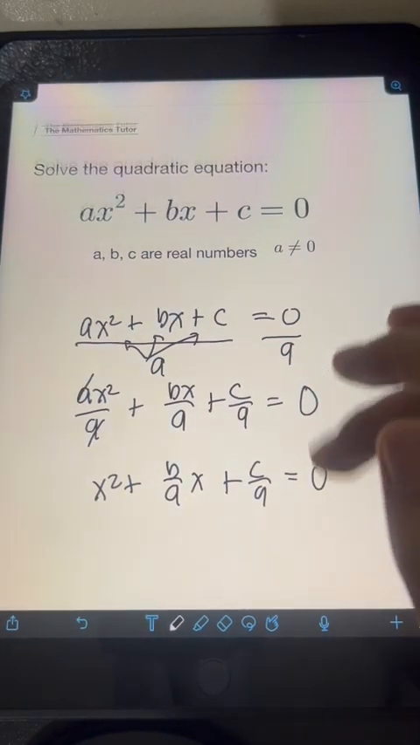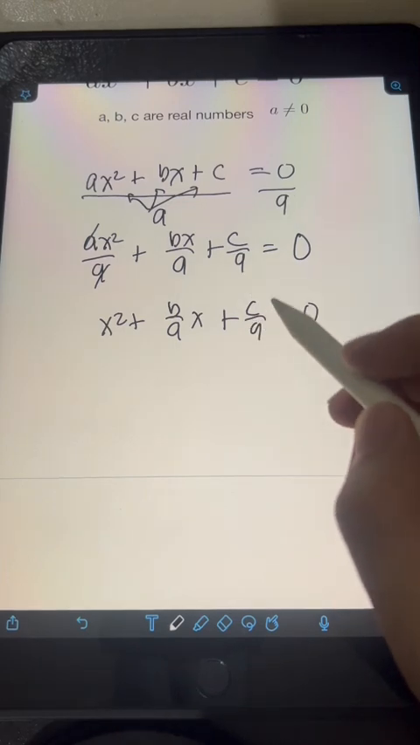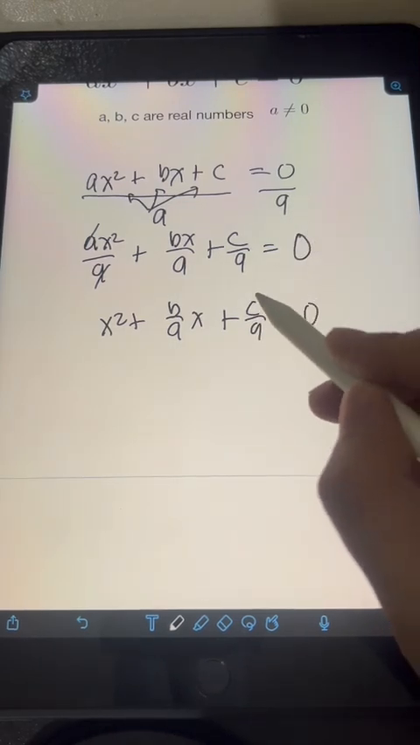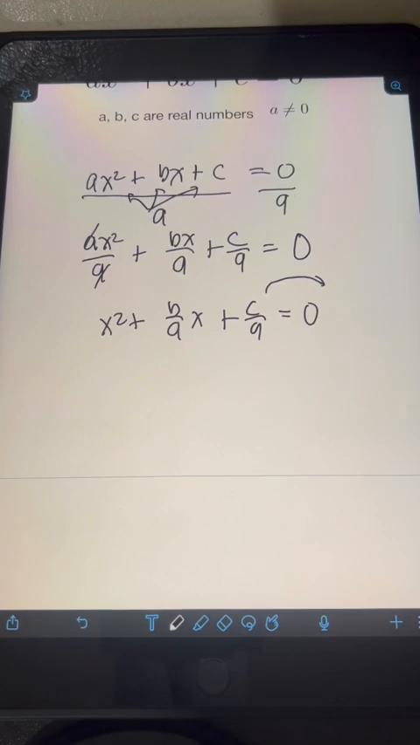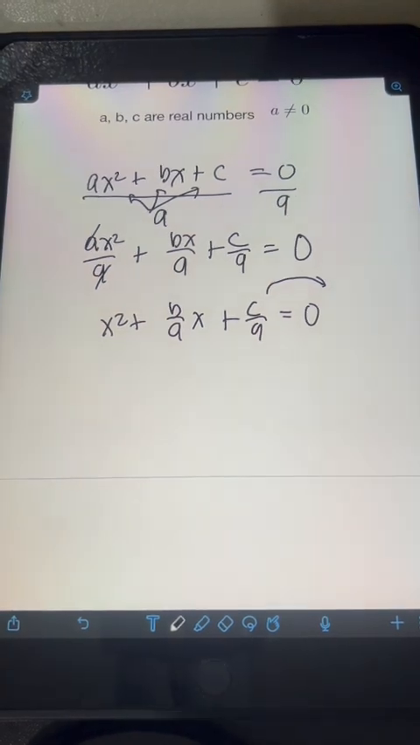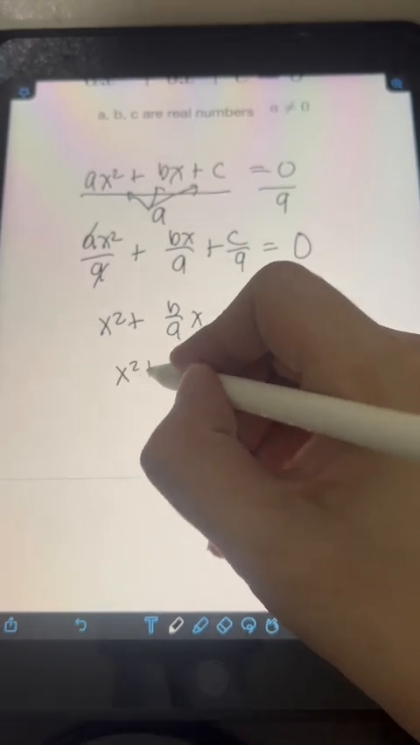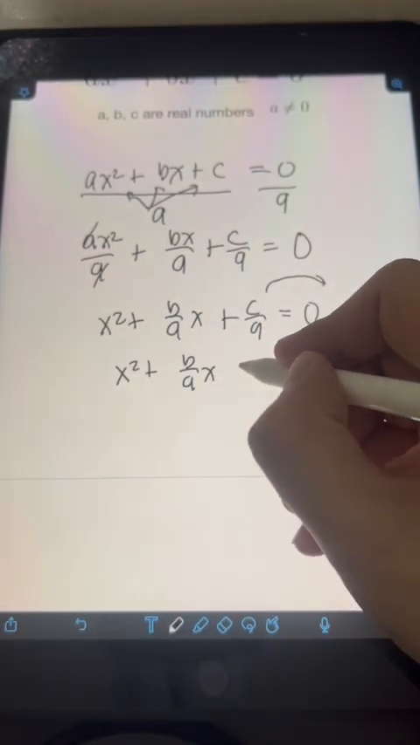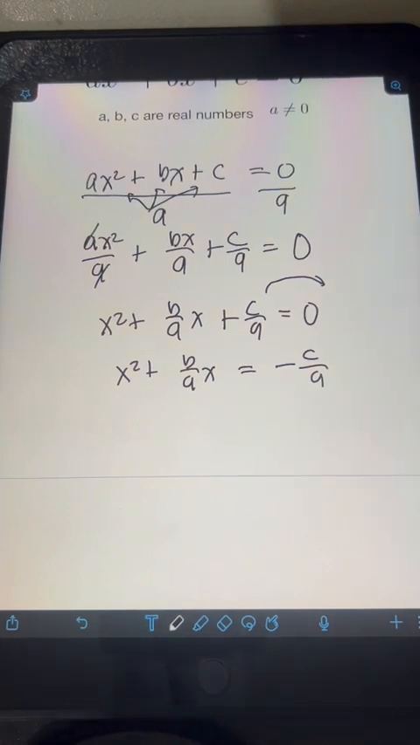The next step is we need to isolate the constant to the right side, so you can transpose c over a to the right, or subtract c over a on both sides of the equation. Doing that, we will have x squared plus b over a x equal to negative c over a.